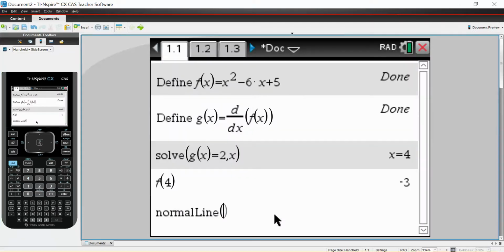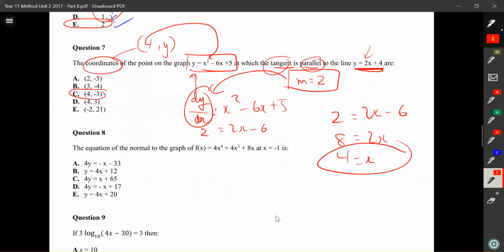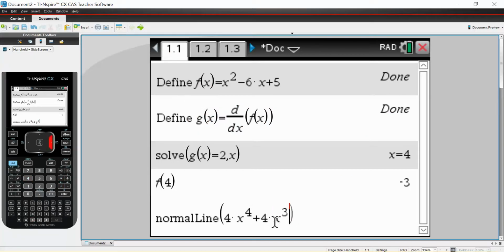What you have to do here is write the expression, write what you're deriving with respect to, and then the number. Okay, so what's my expression? Let's go back. It was 4 times x to the power 4 plus 4 times x to the power 3 plus 8x, comma.